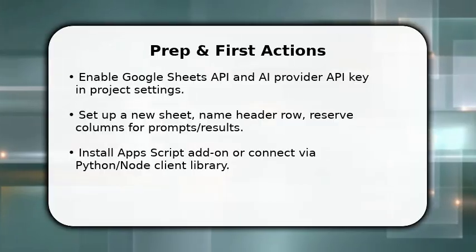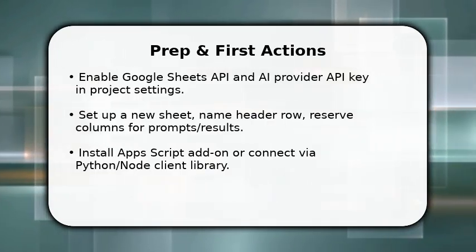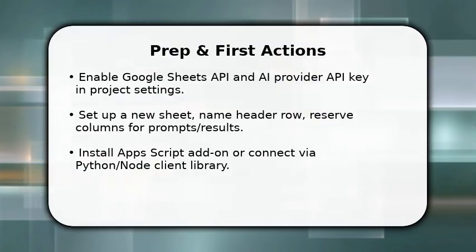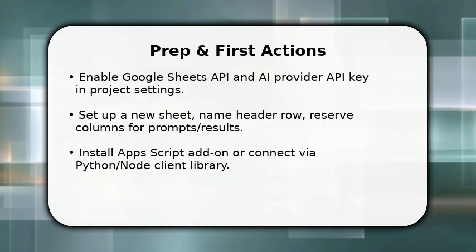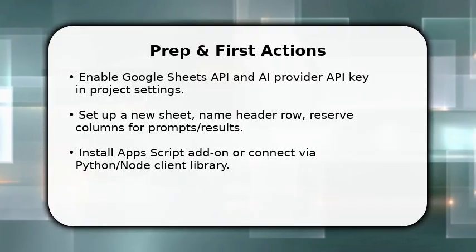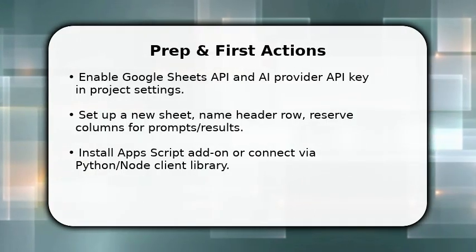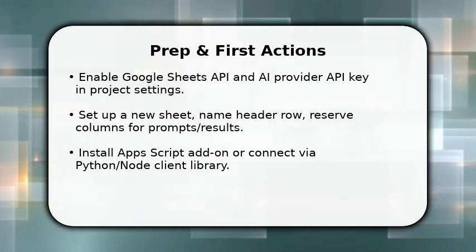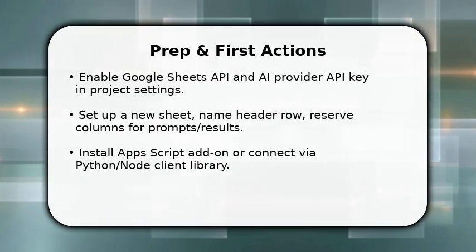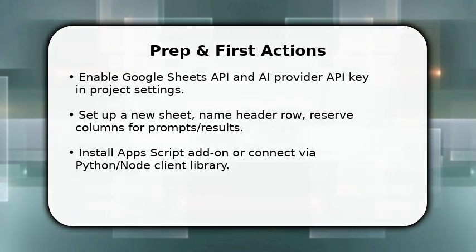You start by connecting the tools. Enable the Google Sheets API and your AI provider key, then create a focused sheet with clear headers. Once done, add an app script bound to the sheet or prepare a small Python/Node script to call both APIs. Make sure to reserve columns for prompts, model parameters, and AI responses so automation writes to a predictable range. This gets you past setup quickly and into actionable automation without wasting time on trivial UI steps.